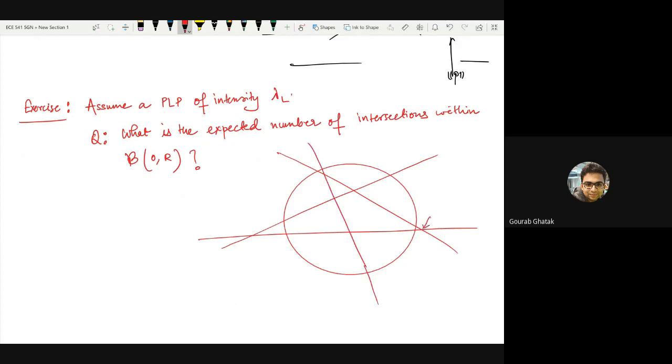This intersection is outside that circle, so it doesn't matter. What we are interested in is the number of intersections here, which is 3. If these Poisson line processes are driven by a measure lambda L in the plane, the question is: what is the number of intersections on average, or what is the expected value of intersections? Why I mentioned NC2 will be apparent if you try to calculate it.